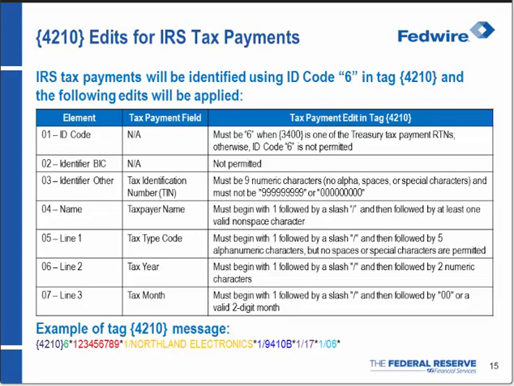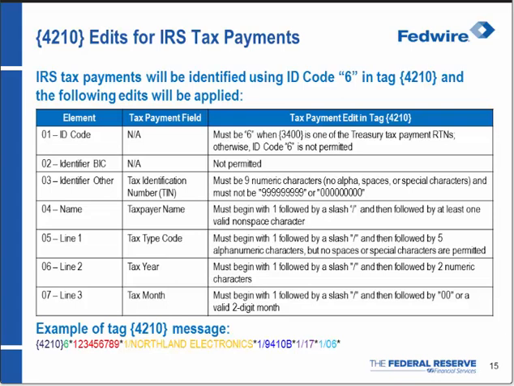In the next element, the identifier other, this is really supposed to be for the tax identification number, and we're going to do an edit to make sure that it's 9 numeric characters. It can't contain spaces or alphas or special characters, and it also can't be all 9s or all 0s. So again, we're doing this edit to improve the straight-through processing of payments that are being sent to the Treasury for federal taxes.